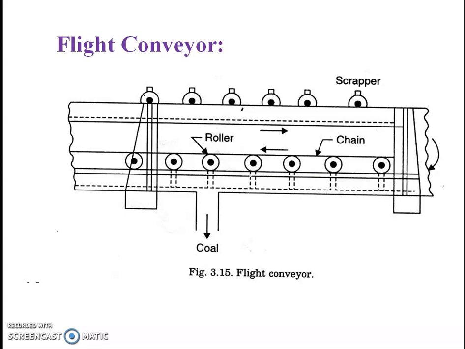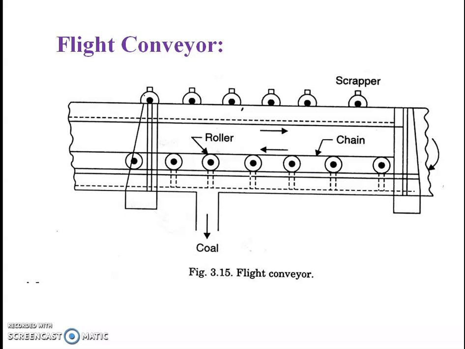There is considerable weight. Skip hoists and bucket elevators lift the coal vertically, while the belt and flight conveyors move it horizontally or on an inclination. The following are the advantages of the flight conveyors. They can be used to transfer coal as well as ash. The speed of the conveyor can be regulated easily. They have a rugged construction. They need little operational care.